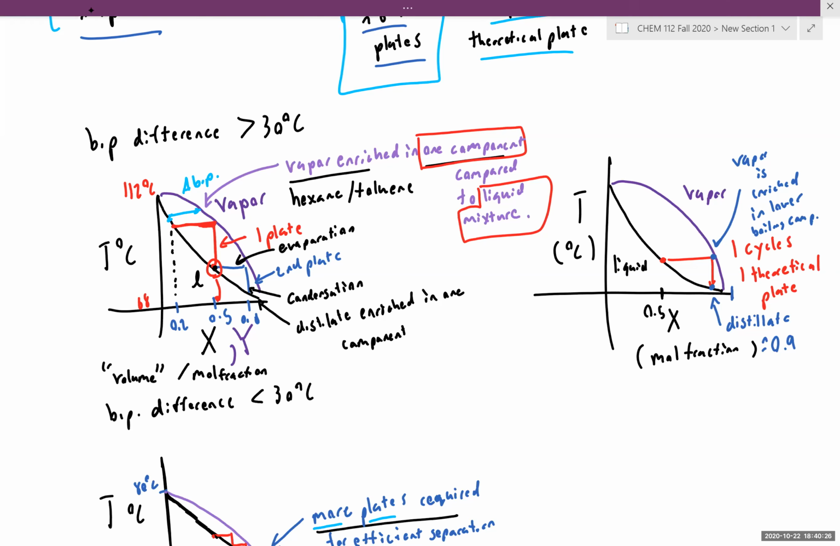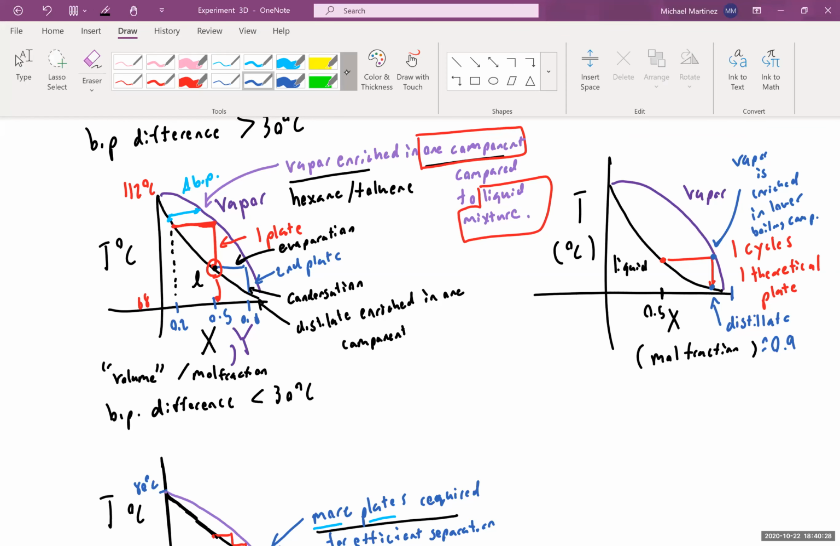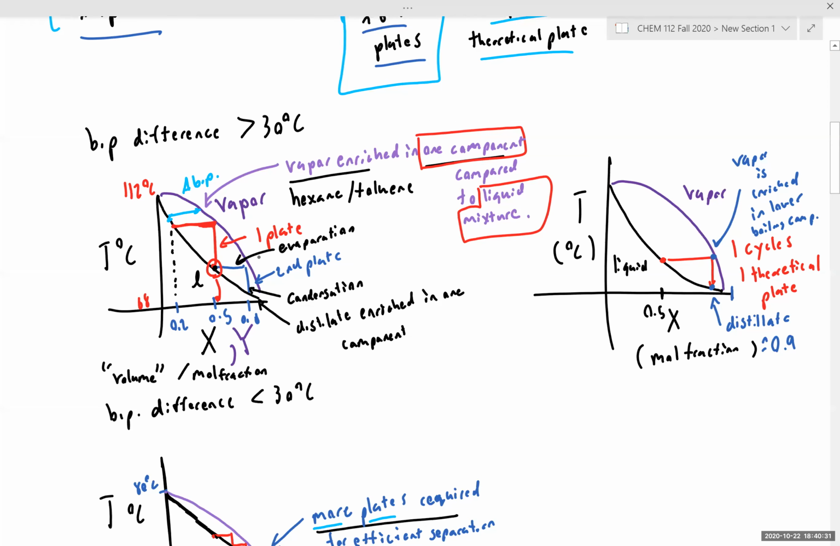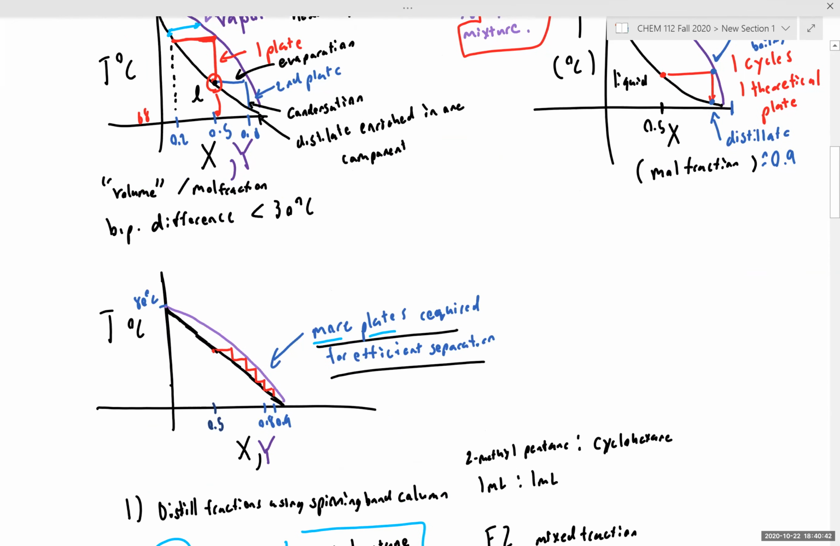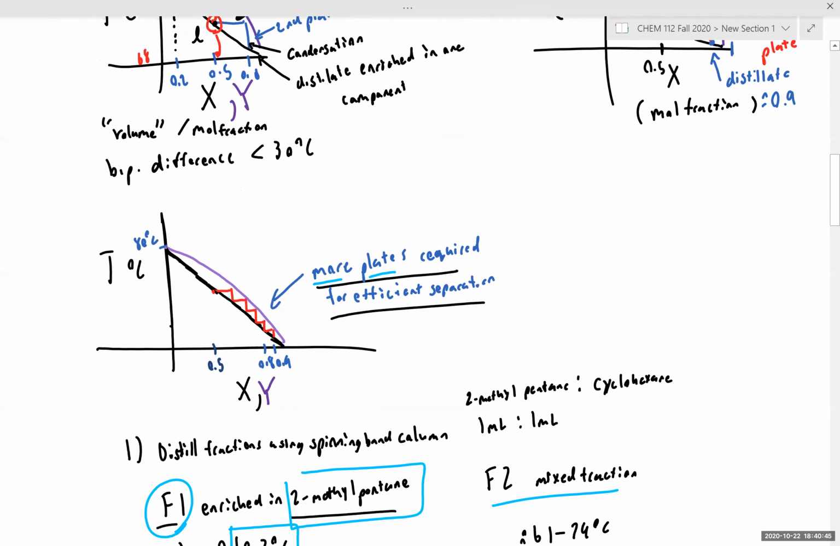Perfect. Now, if we have a large difference in boiling points, as we've noted from this liquid vapor composition curve, we can achieve a pretty efficient separation using just one plate. However, if our boiling point difference is very small and the higher and lower boiling components have a very small difference in boiling point, we require more plates in order to achieve an efficient separation.